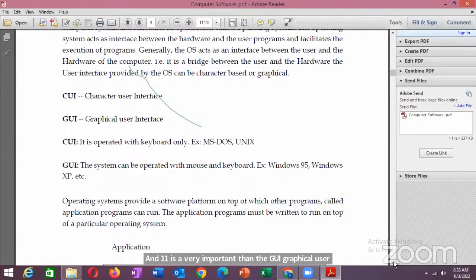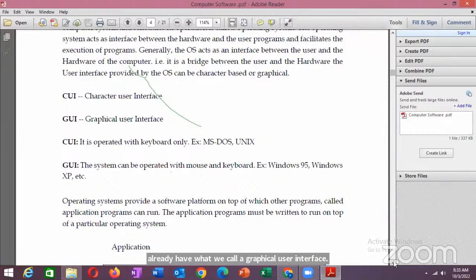Even in your phones, you're using a graphical user interface. You have a touch screen and you can just open a file, click on a file, open. That's already a graphical user interface in your smartphone. So those who are using smartphones already have what we call a graphical user interface.